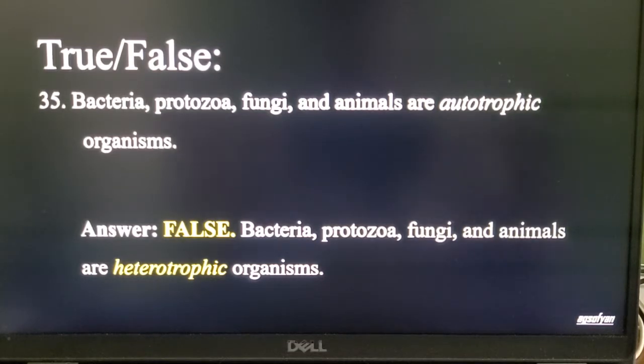Again, any organism that cannot make its own food is called a heterotrophic organism. Any organism that is able to make its own food is called an autotrophic organism. Examples of autotrophic organisms are plants and algae. Examples of heterotrophic organisms are bacteria, protozoa, fungi, and animals.